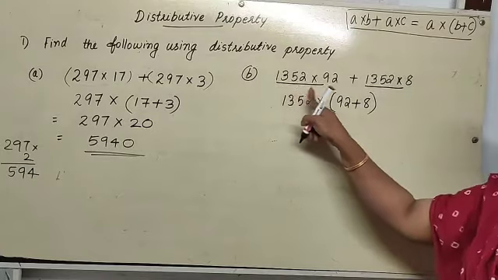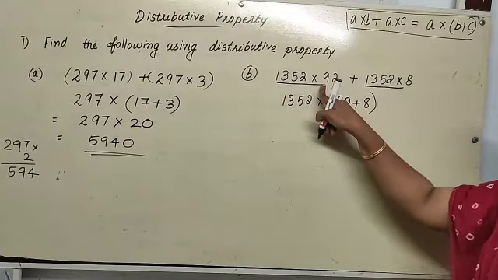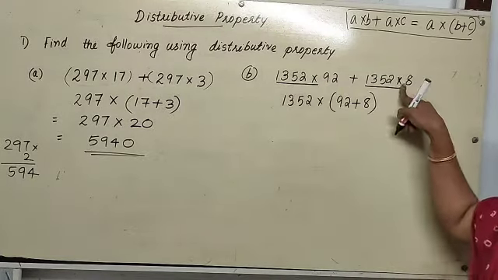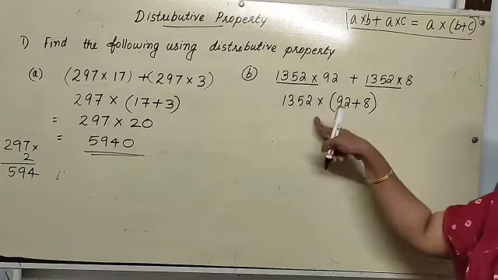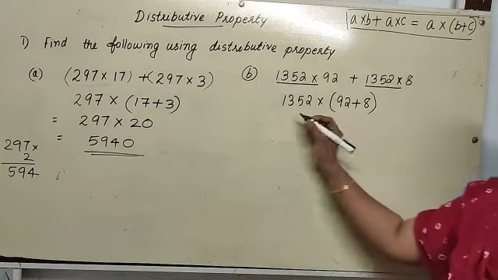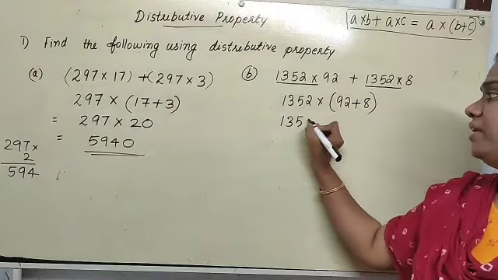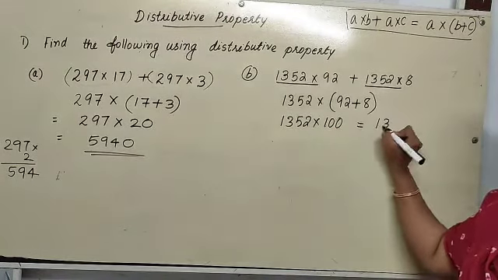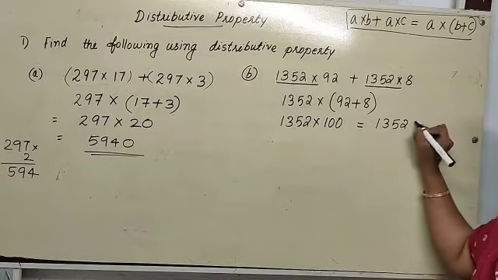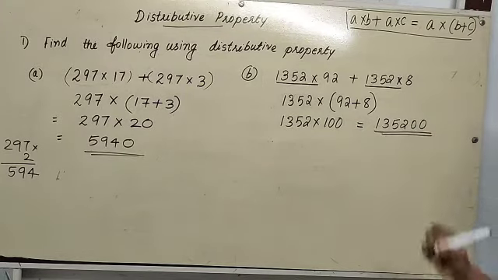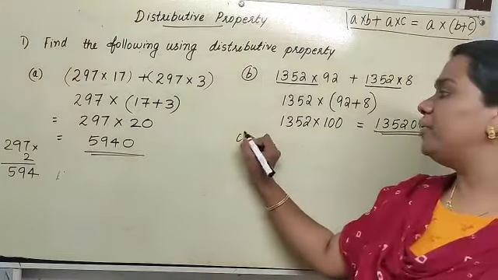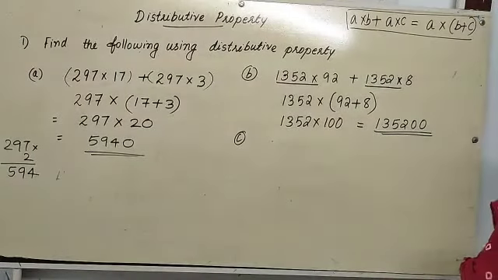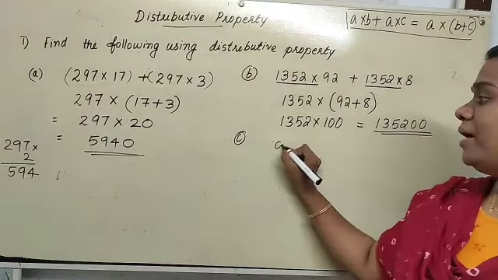Like that, 1352 into, that much we take here also, 1352 into. Then 92 plus 8. What is 92 plus 8? 92 plus 8 is 100. So our answer is 1352 into 100, so add 2 more zeros. I think now you understood this very well. It's very easy. Shall we do one more question?